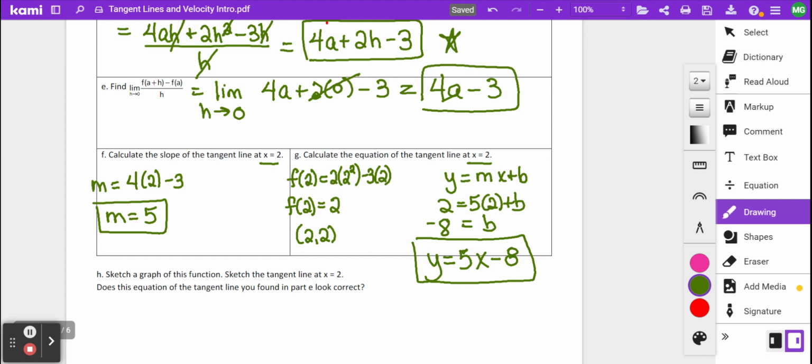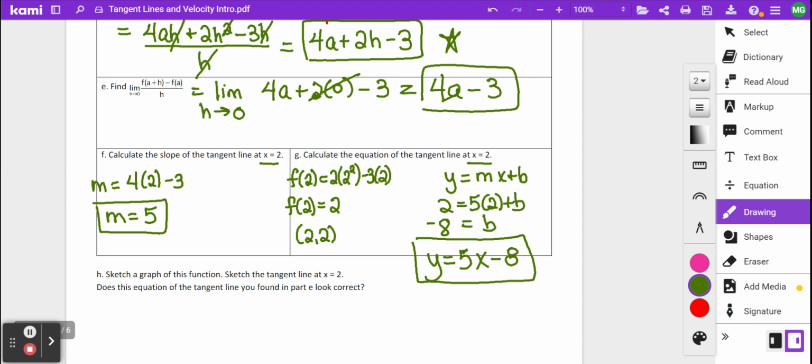Okay, how did you do? I got a slope of 5, which is pretty steep. I had the point at x equals 2 on our function, on our parabola, to be (2, 2). And then when I substituted those values in, I got the equation of the tangent line when x equals 2 to be 5x minus 8.